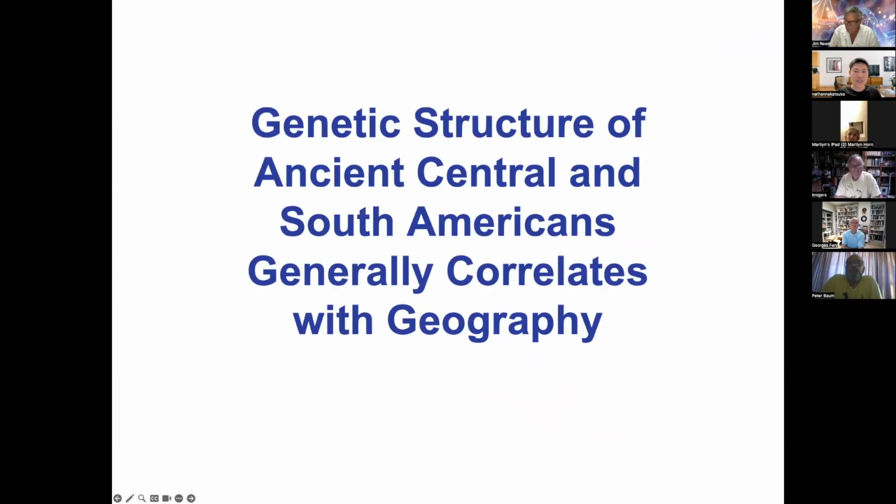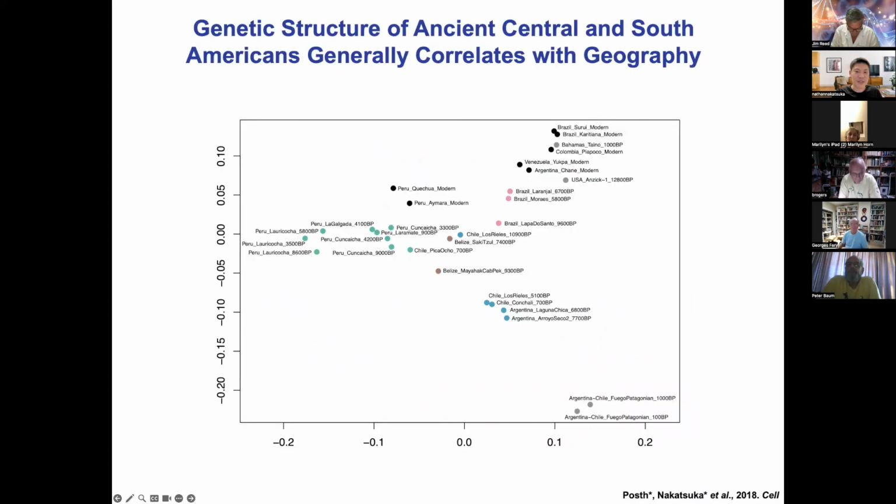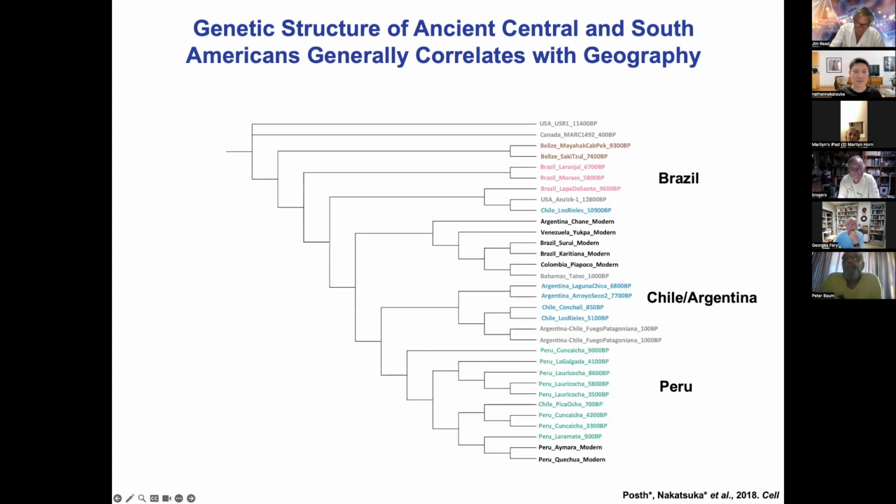You can also do genetic clustering analyses of the individuals, and you find that the genetic structure of ancient Central and South Americans generally correlates with geography, with some interesting exceptions. Here, for example, is a multidimensional scaling plot, where the individuals from the same regions are generally clustering together. You can see Peru in green, and Chile, Argentina and Brazil in separate areas, and most of the clustering is geographic and not temporal. There's another way you can plot it with the neighbor joining tree, and it shows that most of the people from the same area are clustering together.